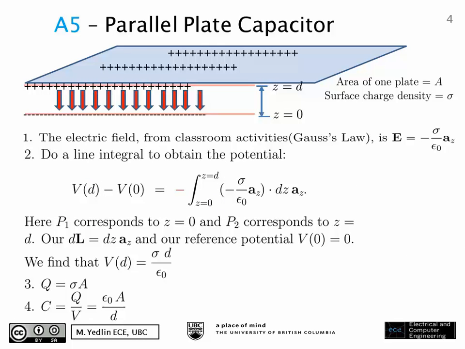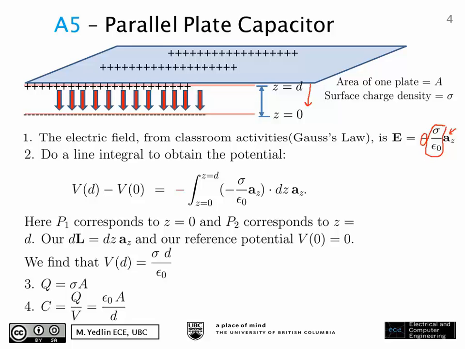Well, here are the details of the calculation, most of which we've seen before. We know that the field between a positively charged and negatively charged plate has a magnitude of sigma over epsilon naught. In this case, the field is pointing downward in the negative z direction, so we see the minus sign here, and the direction is a_z. Now we do the integral.